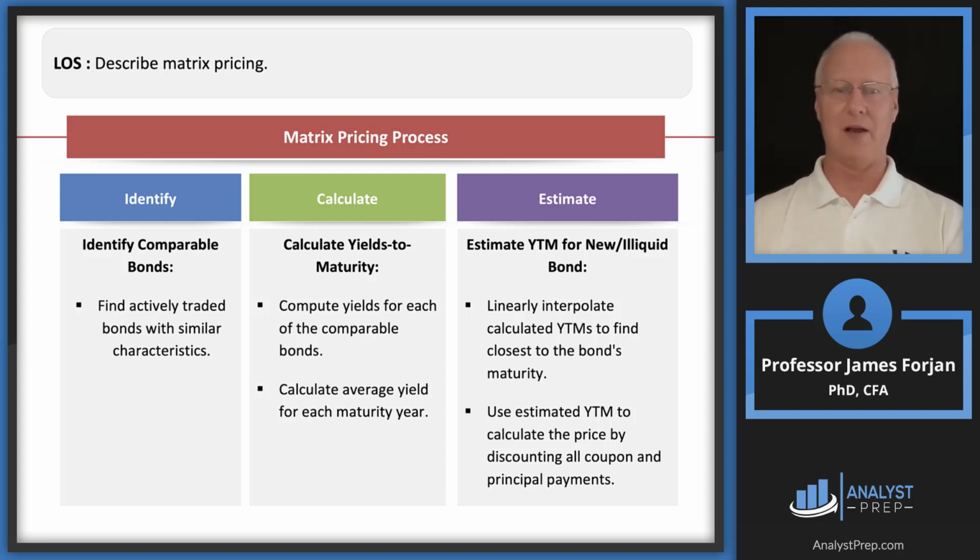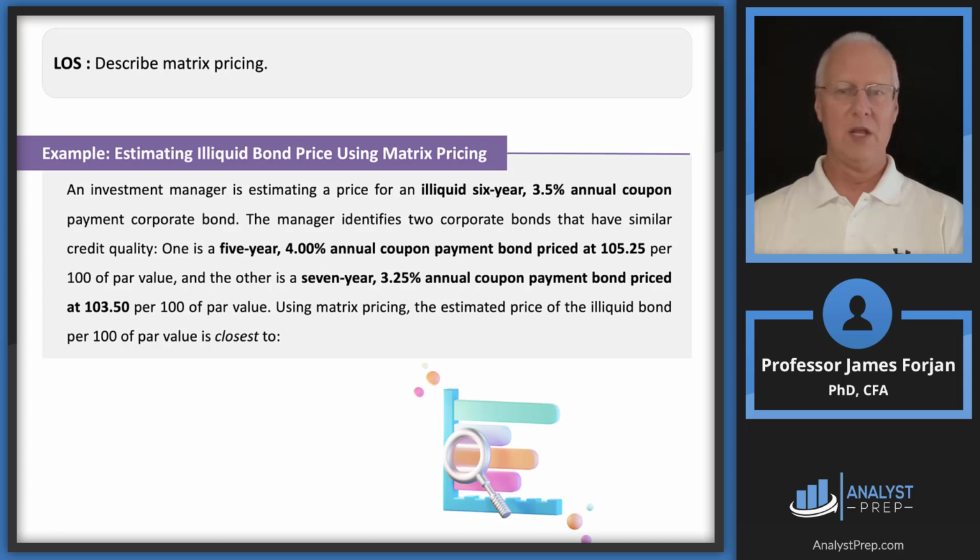All right, so we need to calculate yield to maturity, and then we need to estimate the yield to maturity on the new bond or the illiquid bond. So let's work through an example here. We have an illiquid, for whatever reason, 6-year, 3.5% annual coupon corporate bond, and 2 corporate bonds that have similar credit quality. So what does similar credit quality mean? That probably means that if our bond here is a double B rating, then these 2 bonds are probably double B rated. If they're not, then you've got to go just one on either side to find that.